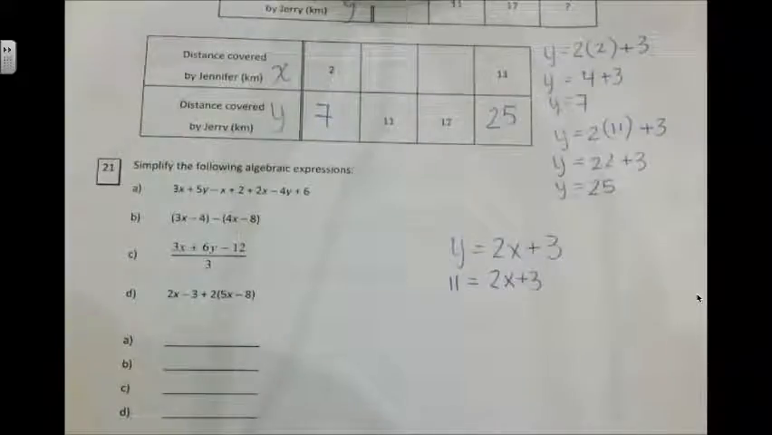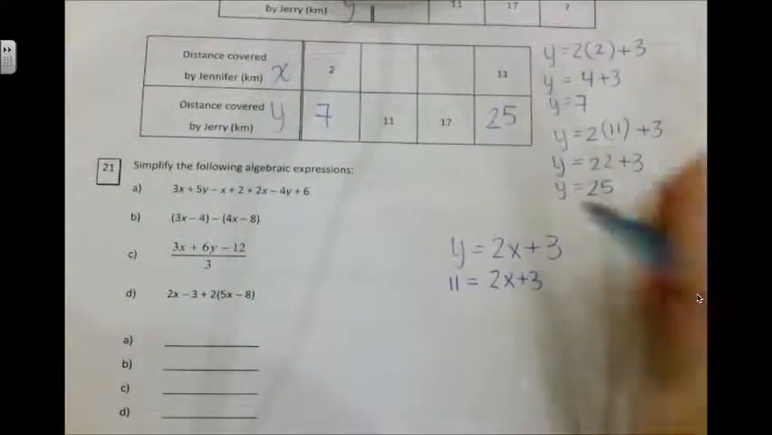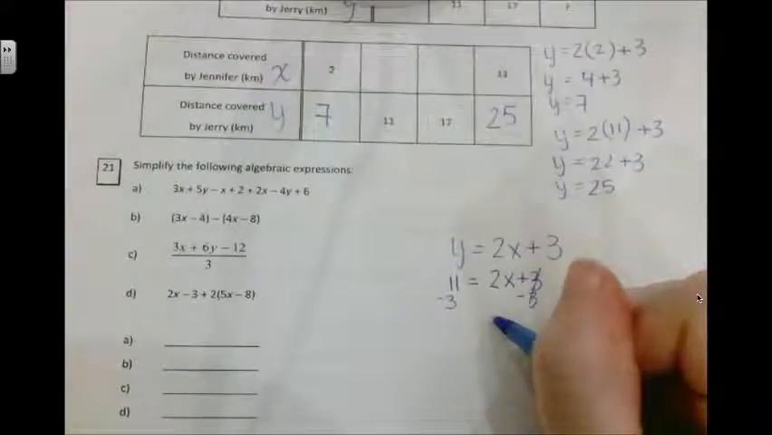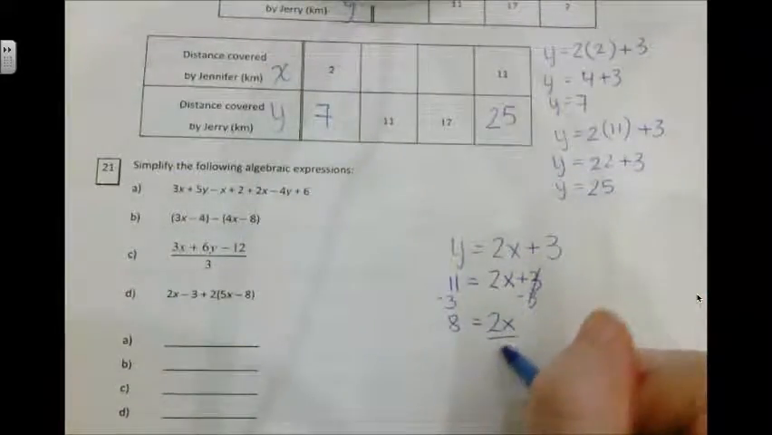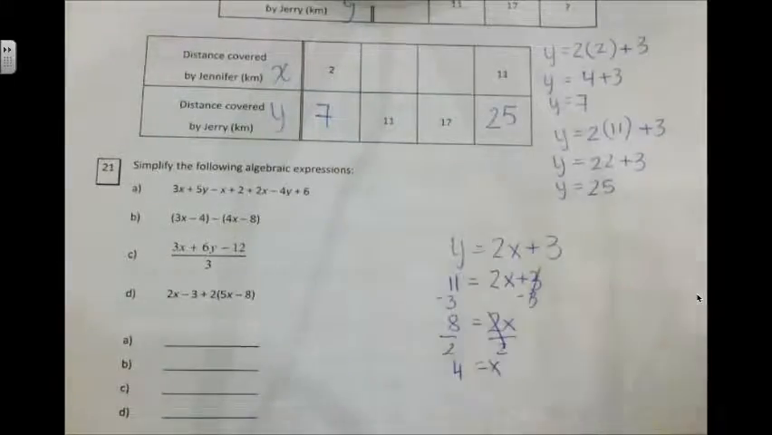Now I have to actually move things around, but you guys know how to do this. I'm going to bring the 3 to the other side, so I do minus 3 on both sides. So I have 2X equals 8. And I divide by 2, divided by 2. So my X equals 4. When Y is 11, the X is 4.